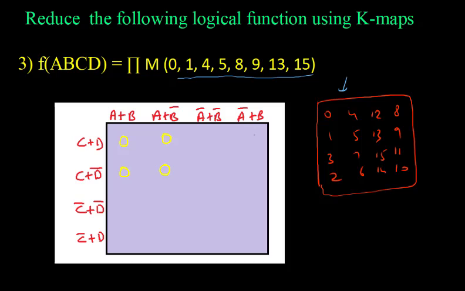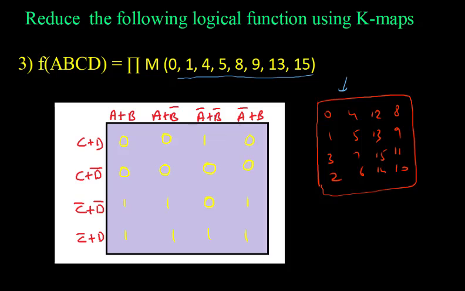then 8, 9. So 8 is here, 9 is here, then 13. So this is 13, and finally 15. So these are all 0, and the rest are all 1s. Now in this case we have to encircle zeros because it is POS.